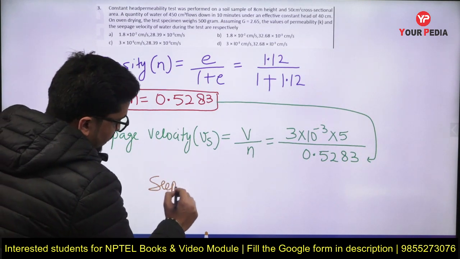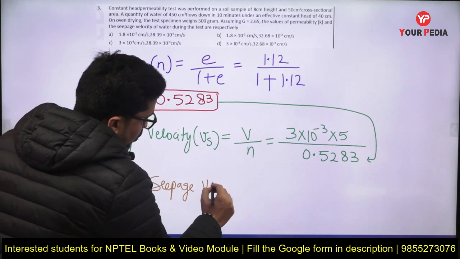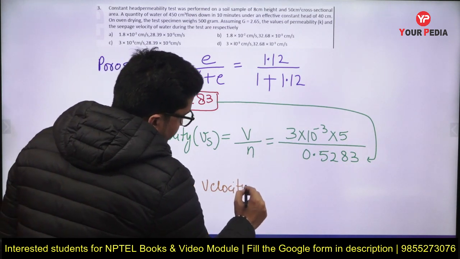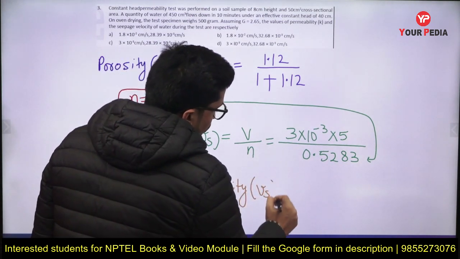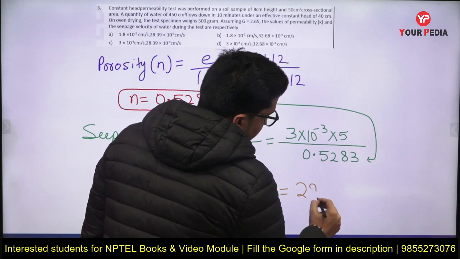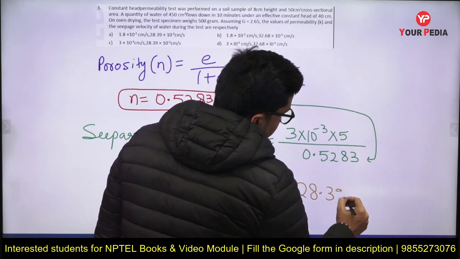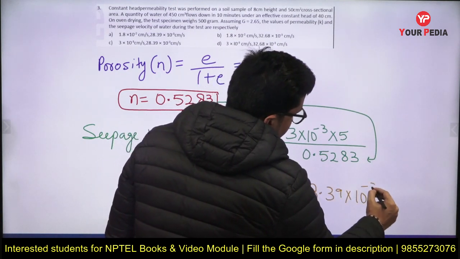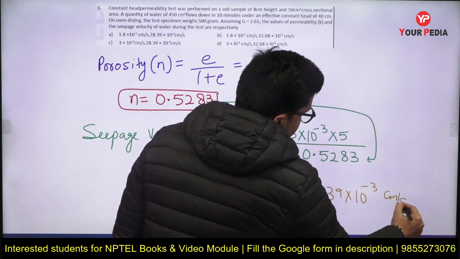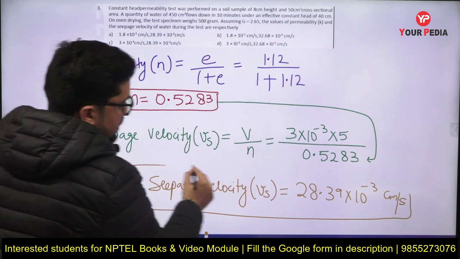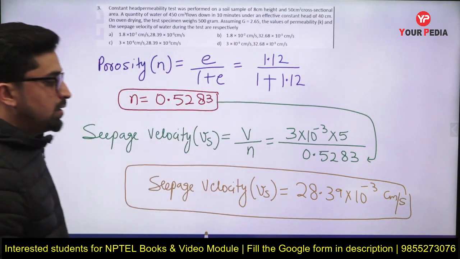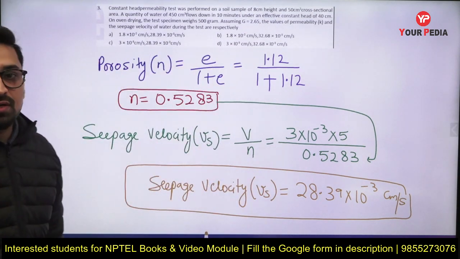So the seepage velocity Vs came out to be equal to 28.39 into 10 raised to power minus 3 centimeter per second. So this was the second part of the question which they have asked, right?